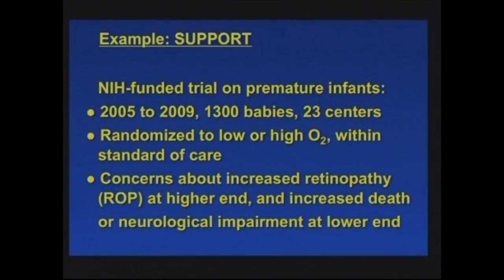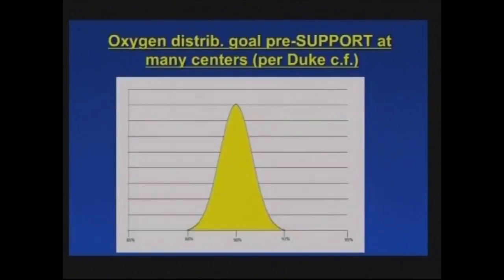So what was SUPPORT? It involved over 1,300 babies. They were randomized to low or high oxygen. They're very premature. Let's accept that all of the treatments they were randomized to were within the standard of care. And the core issue here is that at the high oxygen end, there was a concern that you might be increasing the risk that the baby would get a condition called retinopathy of prematurity, which could cause blindness. And at the low oxygen end, the infant maybe isn't getting enough oxygen, and therefore that could lead to permanent brain injury or perhaps an increased risk of dying. So that's a core part of the study.